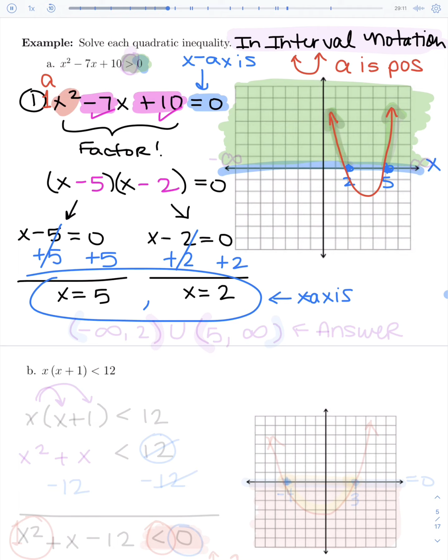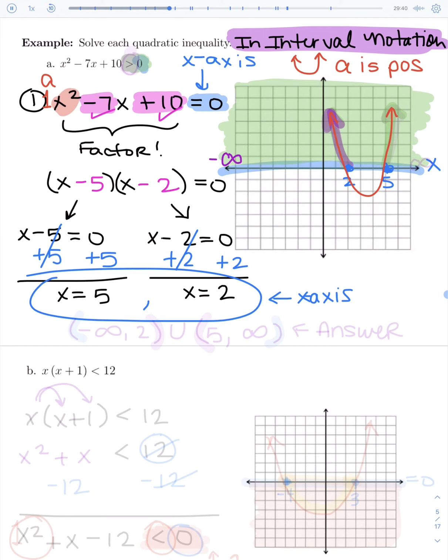Again, the reminder is that we need to write this solution in interval notation, which means using parentheses and brackets, reading this graph from left to right. We'll start with this first little portion of our graph, this first tail, which starts at negative infinity and works its way all the way up to 2.